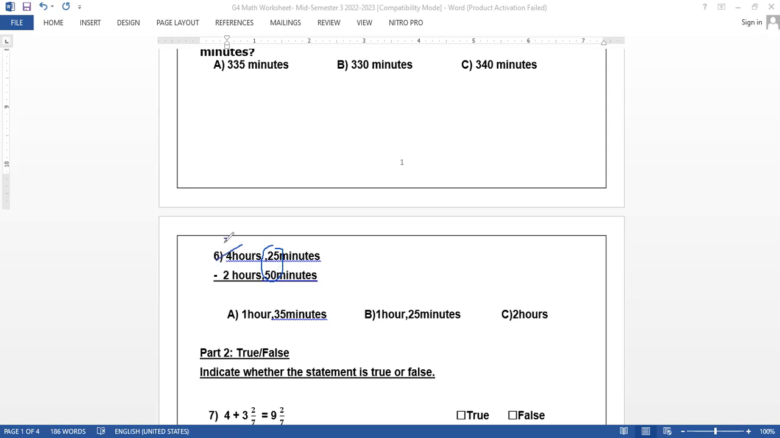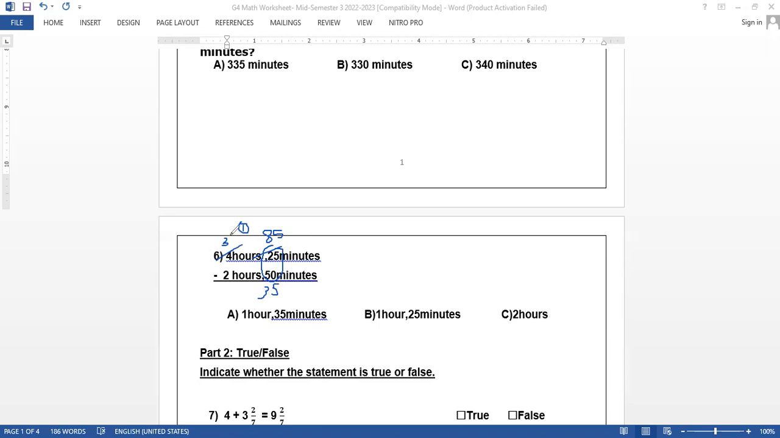This becomes 3 hours. We take 1 hour and we change it to minutes. 1 hour equals 60 minutes. So we add 60 to 25 equals 85 minutes. Now we can subtract: 5 minus 0, 5, 8 minus 5, 3. So we have 35 minutes.